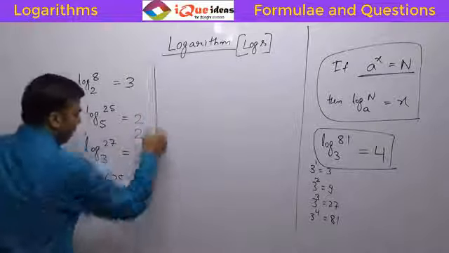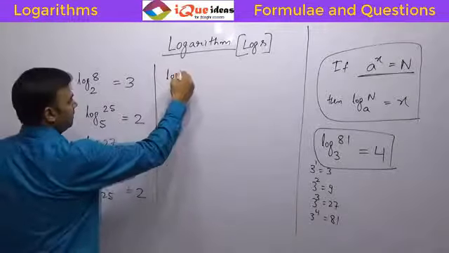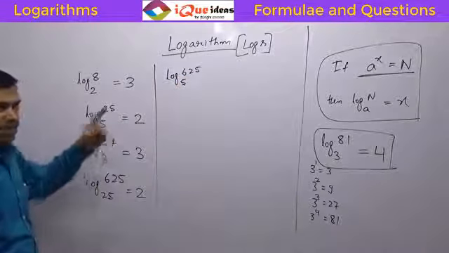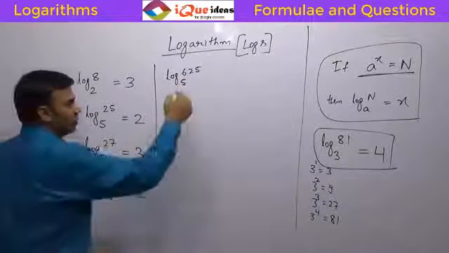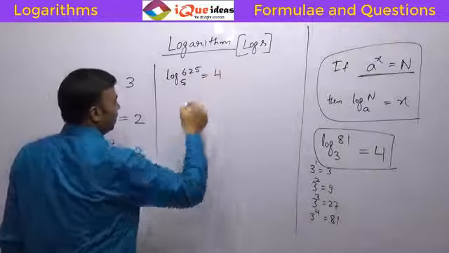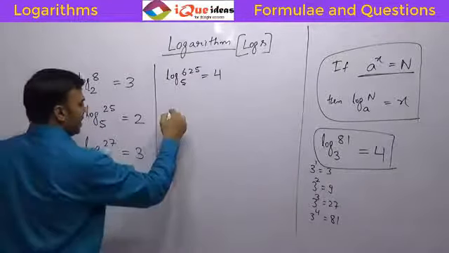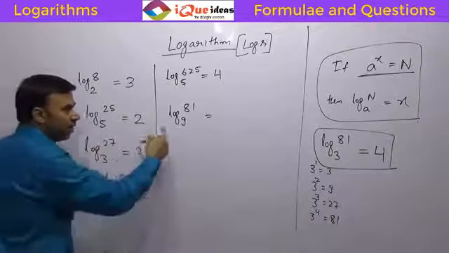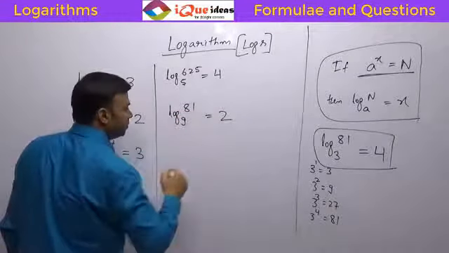But if it was log of 625 to the base 5, which power of 5 is 625? It is 5 raised to the power 4. So log of 625 to the base 5 is equal to 4. Let's take log of 81 to the base 9. We know 9 to the power 2 is 81. So log of 81 to the base 9 is equal to 2.